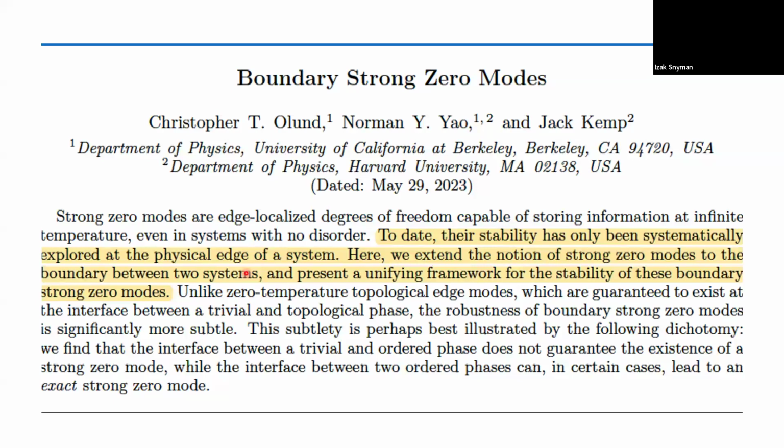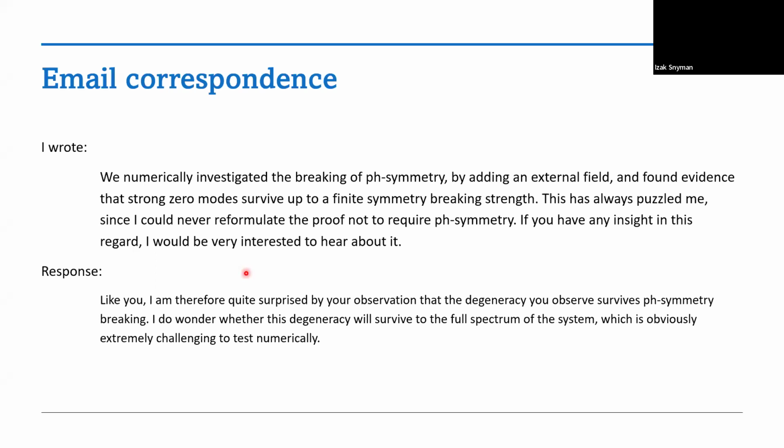So I wrote to them. I said, you say that no one has done this before, but I'd like to revise that statement. Then we look at really non-interacting situations. Anyway, I wrote them: we numerically investigated the breaking of the particle-hole symmetry by adding a large chemical potential. But we find that when you break the symmetry, you still have the fourfold degeneracy, and it's always puzzled me because I think just of my proof. If you have any insights, I'd be happy to hear.